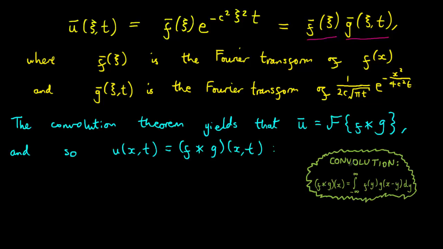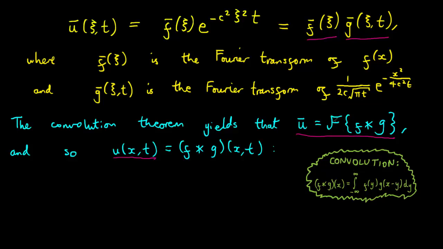So because we know that the Fourier transform of u is the product of two Fourier transforms, we can use the convolution theorem to tell us that the product of the Fourier transforms is exactly the same as the Fourier transform of the convolution. Remember, this is the definition of the convolution in green here. And then finally, if we apply inverse Fourier transforms to both sides of this equation here, then the inverse Fourier transform of u bar will just be u. So that will be u of x and t.